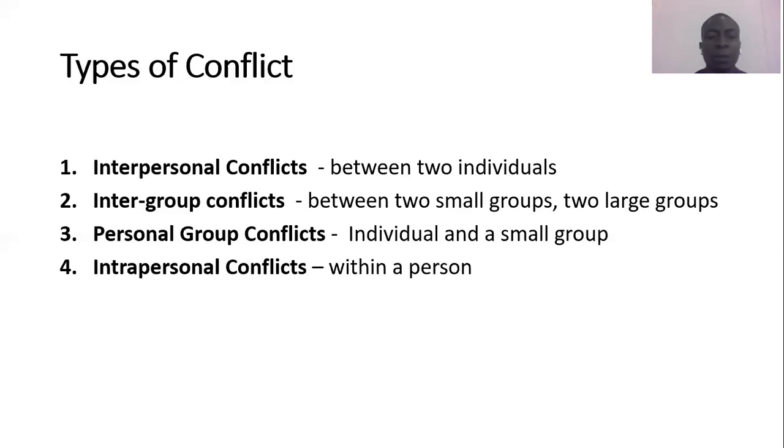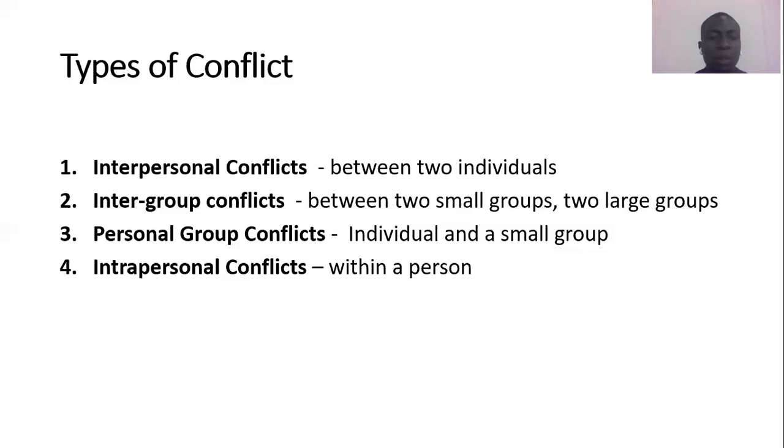The other one is personal group conflict, between an individual and a small group. So there's conflict between one individual and the group. For example, Musonda has conflict with the entire class. That's what we call personal group conflict: an individual and a group of people, so one individual is having conflict with a large group.